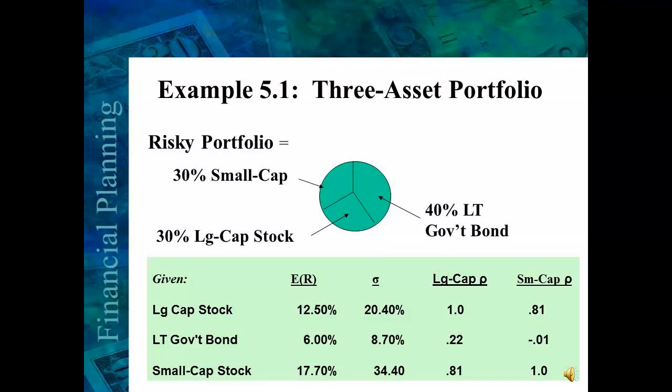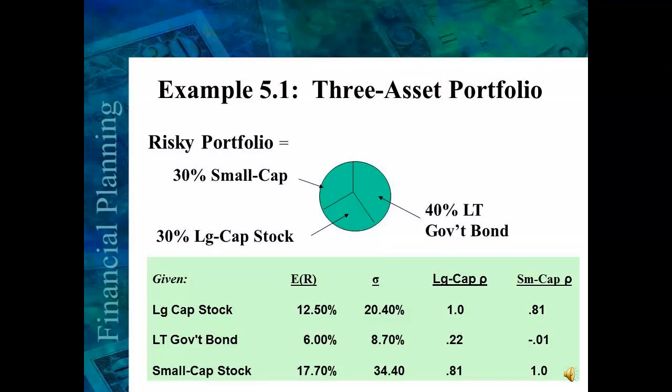In this example, you're given the following expected returns, standard deviations, and correlation coefficients. The large cap stock has an expected return of 12.5% and a standard deviation of 20.4%. The long-term government bond has an expected return of 6% and a standard deviation of 8.7%. The small cap stock has an expected return of 17.7% and a standard deviation of 34.4%.